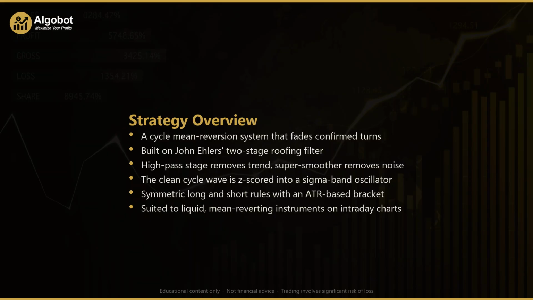Because the amplitude of that wave changes with volatility, the strategy converts it into a z-score, measuring how many standard deviations the cycle sits from its own recent average. That gives us a stable, self-adjusting oscillator with symmetric bands above and below zero. This approach is designed for liquid, mean-reverting instruments on intraday timeframes. Think of major currency pairs like euros, or an instrument like gold, or a stock index, typically on the 15-minute through 1-hour charts. It is not hard-coded to any one time frame, so it runs on whatever the backtest selects.